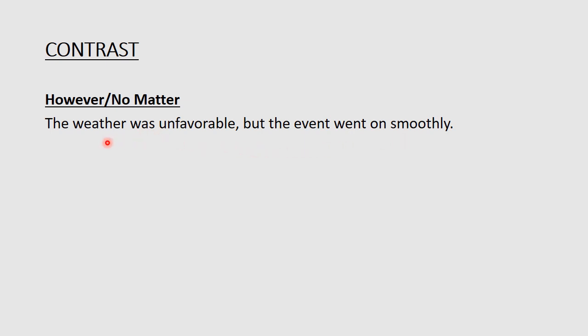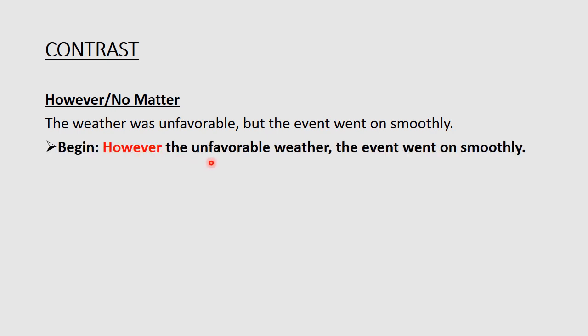Rewriting this using however, you just need to work on the first part of the sentence, not the opposite side. Writing this starting with however, it will be: however the unfavorable weather. So noun, adjective; you are going to have however, then after the adjective, noun. However the unfavorable weather, the event went on smoothly.